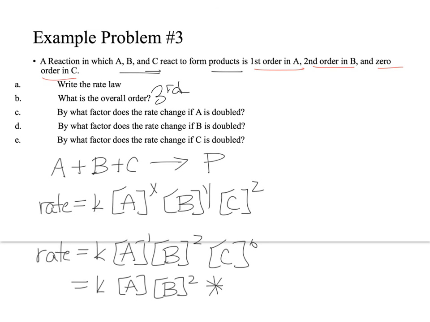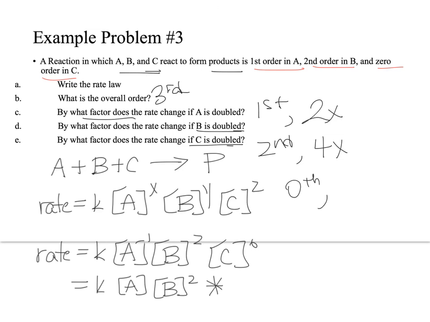All right, then we're asked specifically, by what factor does the rate change if A is doubled? It's first order, so rate will increase by 2 times. Right? What about if B is doubled? B is second order, so rate will increase by 4 times. And by what factor if C is doubled? It's 0, or we could say 0th, and so it does not change. So I would just say 1 time there.